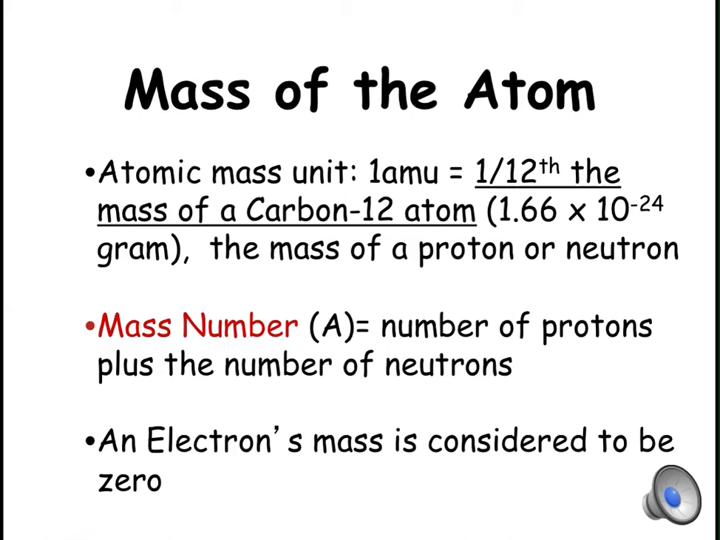Now carbon-12, that's its mass, 12, has 6 protons and 6 neutrons. So we look at the mass number, which is the number of protons plus the number of neutrons. So that's how we get the 12, from 6 protons and 6 neutrons. The electron's mass is considered to be 0, so it doesn't help compose the mass number. We are only focusing on the nucleus, and carbon is our standard for doing that.